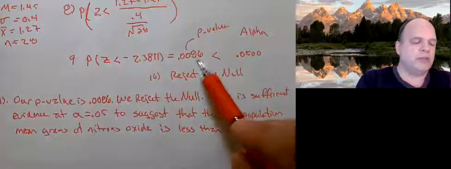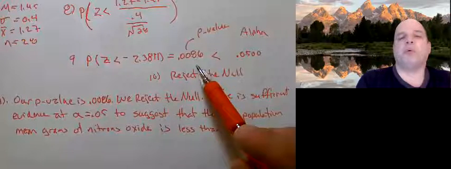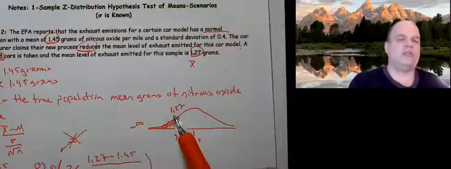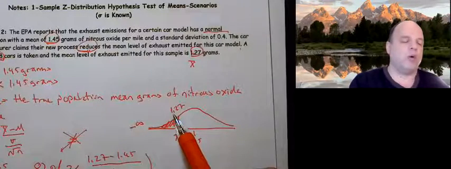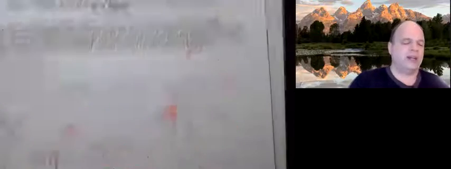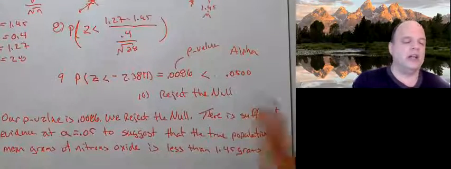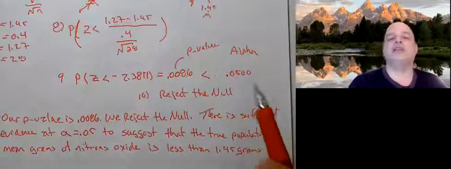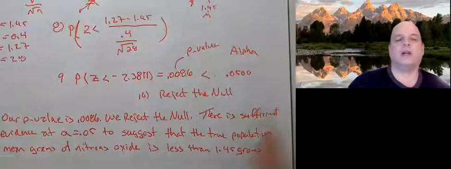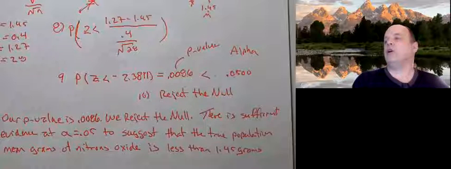Now, this is about 0.86%. What that means is there's about a 0.86% chance that we'd get a test statistic of 1.27 or smaller if in fact the null is true. And it's like, you know what? We're unlucky, but we're not that unlucky. As a matter of fact, we set our unlucky standard at 5%. Okay. All right. We will do one more scenario in the next video.